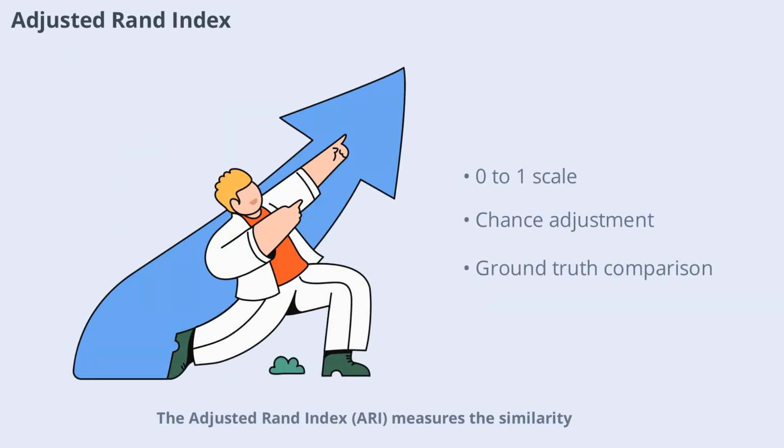Adjusted Rand index (ARI) measures the similarity between two clusterings by considering all pairs of samples. It adjusts for chance, so a value of 0 indicates random clustering while 1 means perfect agreement. ARI is useful when you have a ground truth to compare against, such as in benchmarking clustering algorithms. It provides a robust way to assess clustering quality.